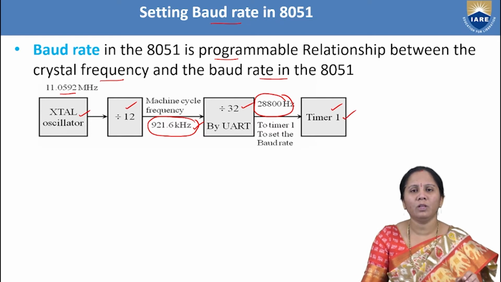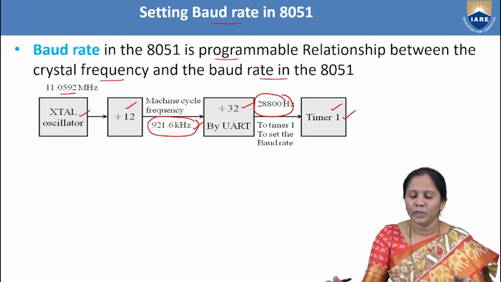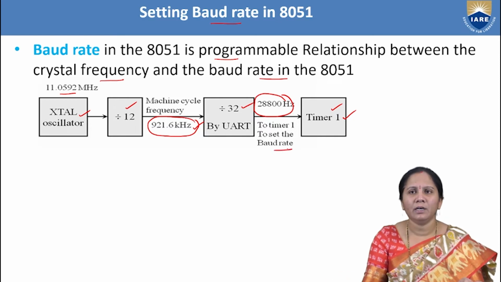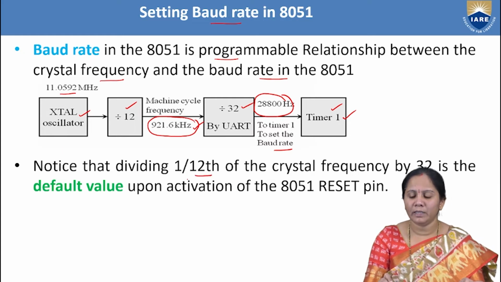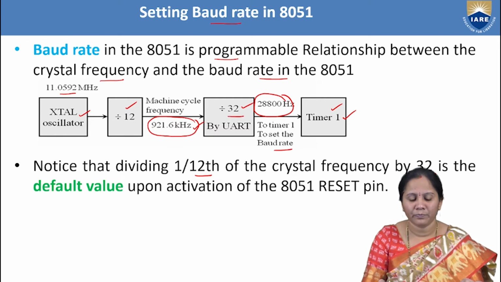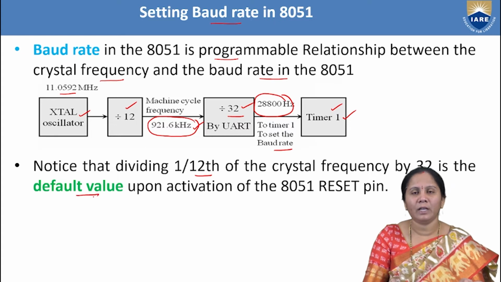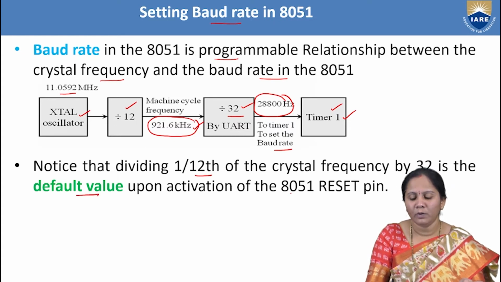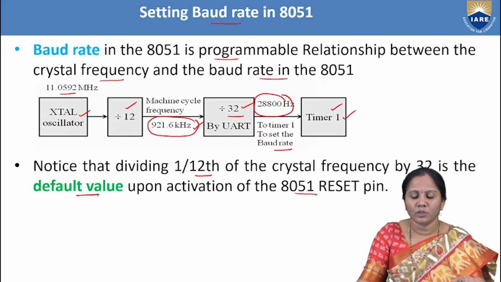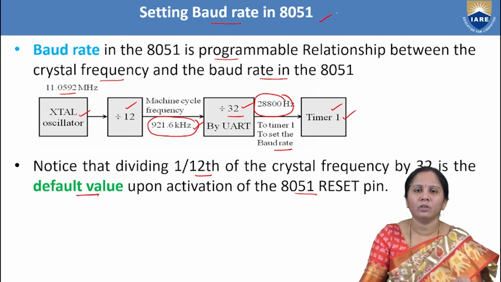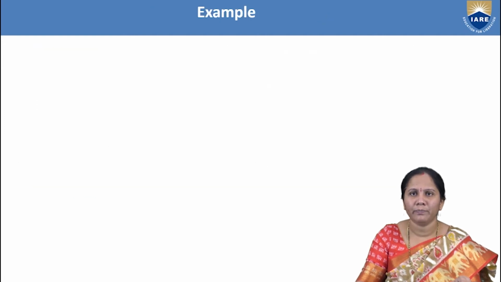So why do we follow this complete procedure? In order to set the baud rate. Here we have to notice that first the crystal oscillator frequency should be divided by 12 and that frequency, whatever we get, should be divided by 32. This is the default value we get when the 8051 microcontroller is reset. So this is the procedure we have to follow in order to set the baud rate.